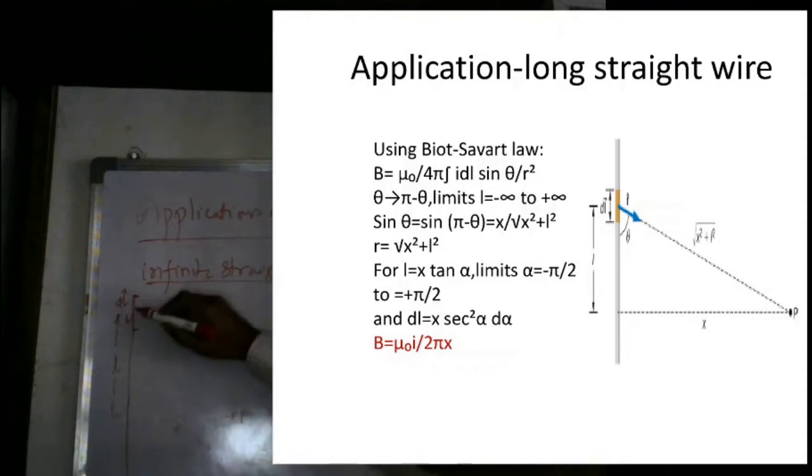Now let us call this distance R. Yeah, this is a wire. How much current is flowing through this wire? Current I is flowing through this very long wire.